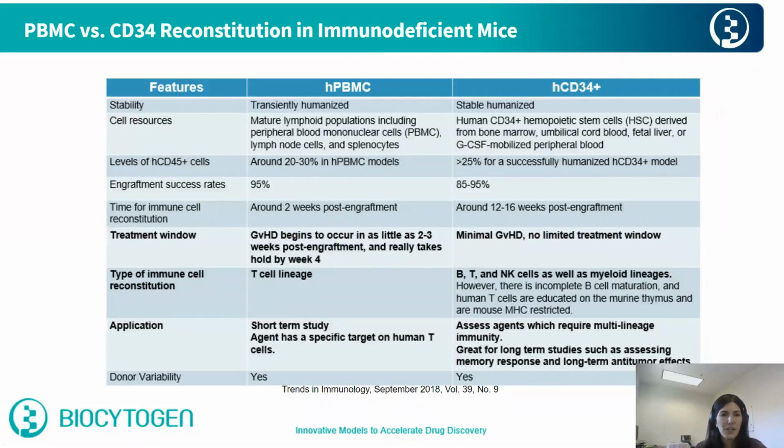However, due to the majority T lineage engraftment, GVHD begins to occur in the mice relatively quickly, meaning that the planned studies will need to be more short-term and generally targeted toward T cells. On the other hand, the CD34 positive engraftment model is a more stable humanized model that requires more time to establish, but results in multilineage reconstitution that is helpful for assessing agents which require multilineage immunity or assessing characteristics like memory responses.